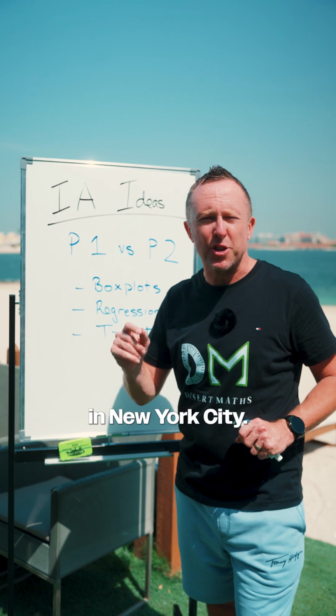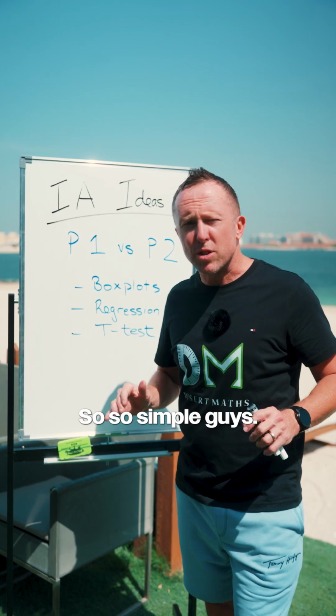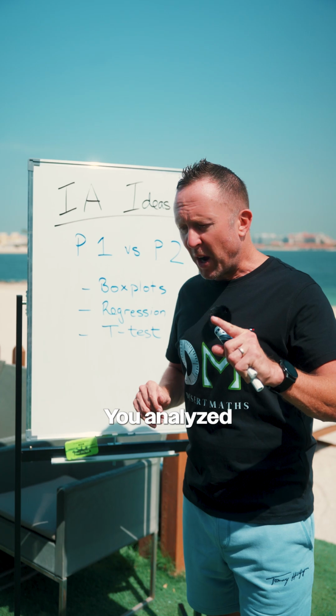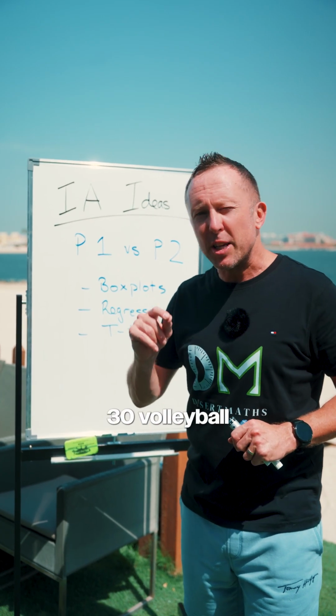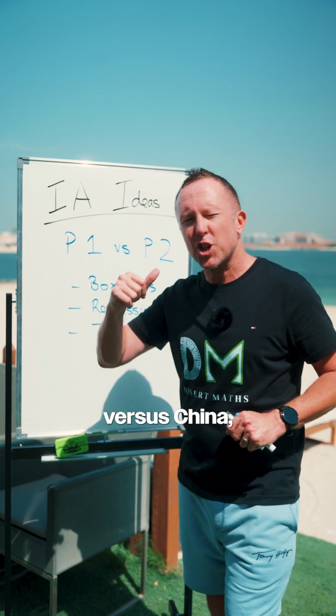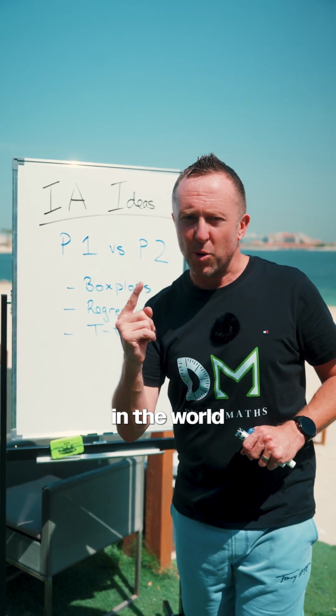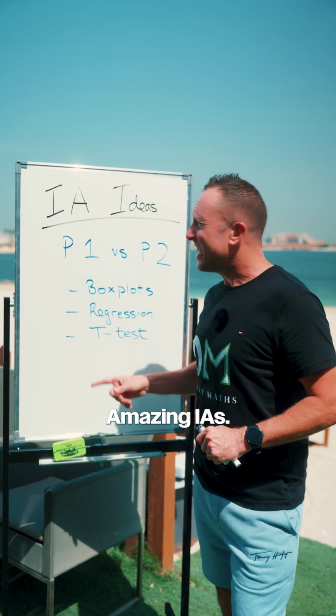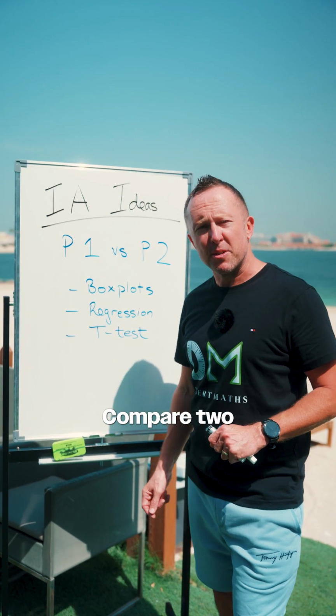Once you're comparing something, Hessa last year compared the top 30 buildings in Dubai versus the top 30 buildings in New York City. So simple, guys. Alexandra, remember you analysed the top 30 volleyball players in Serbia, which was ranked number 4 in the world, versus China, number 1 in the world in women's volleyball. Amazing IAs. This is the best one. Compare two sets of data.